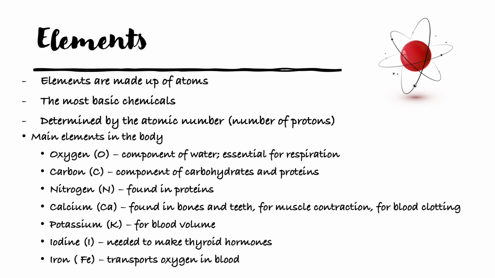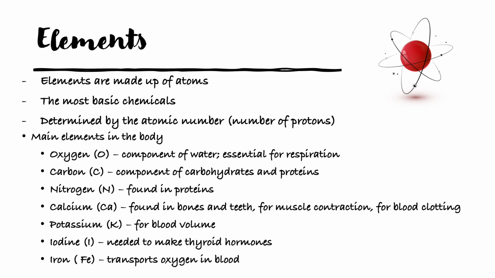Then we have calcium. We use a symbol Ca. Calcium is found in bones and teeth. We use calcium for muscle contraction. We need calcium for blood clotting. And then the other element is going to be potassium. Potassium, we use K as a symbol. Potassium plays a big role in blood volume.